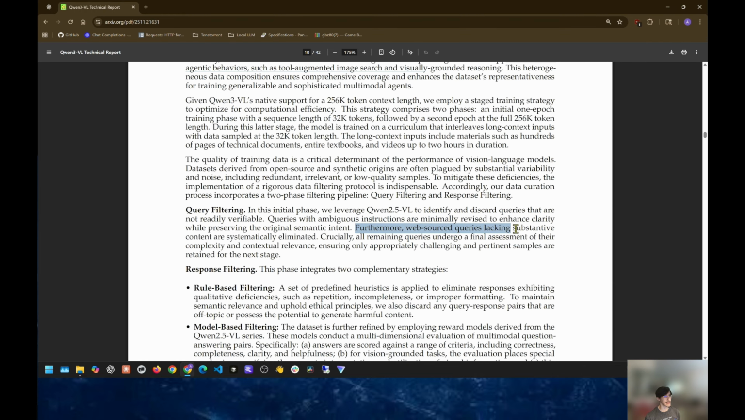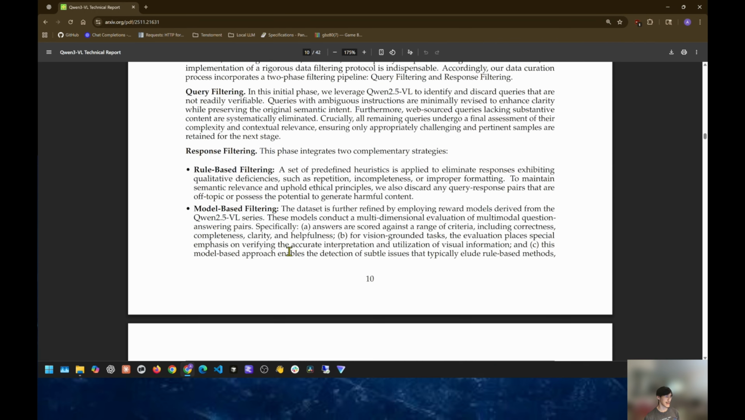Furthermore, web source queries lacking substantive content are systematically eliminated. Crucially, all remaining queries undergo a final assessment of their complexity and contextual relevance, ensuring only appropriately challenging and pertinent samples are retained for the next stage.